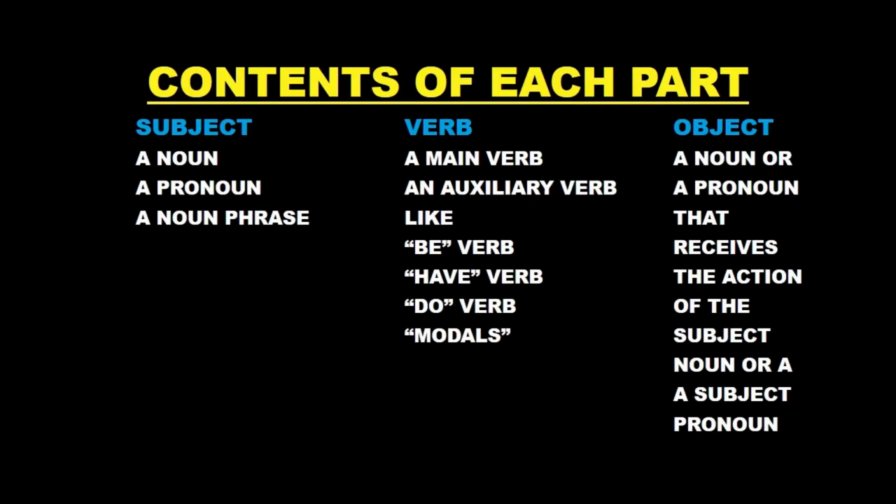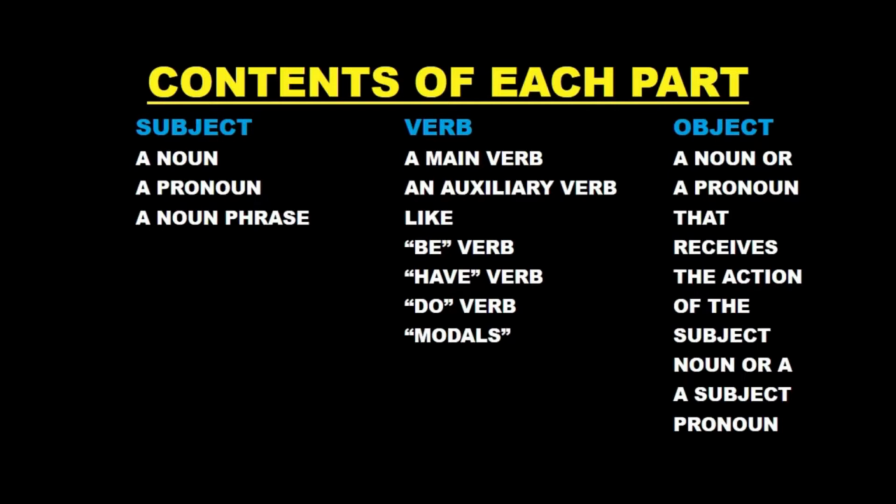Now, in the verbal portion, there may be a main verb only, or there may be a combination of an auxiliary verb followed by a main verb. So that is what the verbal portion contains. And finally, in the object part, what do we get? We may get a noun, we may get a pronoun, as we have found in the subject part. So the subject part begins with a noun or a pronoun. Similarly, in the object part, there will be a noun or a pronoun that receives the action of the subject.